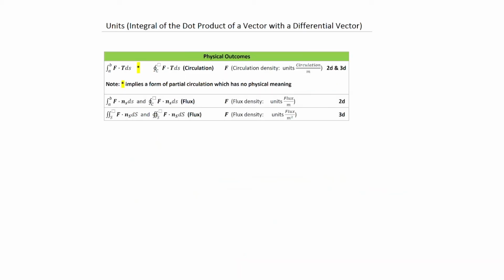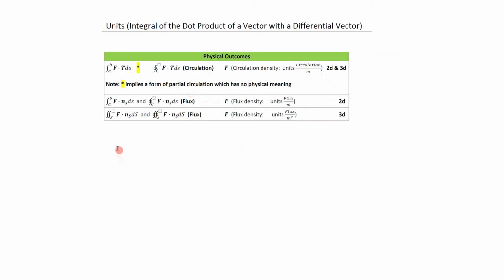All right, let's look at it in terms of physical outputs. Let's say f represents something in particular. So I've basically written out that f dot ds, this is a form of partial circulation, no physical meaning. This is circulation. And so if this is circulation, well, what are the units of f going to be? ds is units of length, right? So if the net result of this integration is circulation, then f will have to have units of circulation per meter. And this would apply in the 2D and the 3D case.